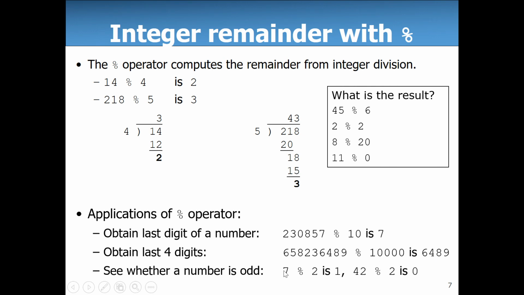And a trick we'll use a lot is that we can mod by 2 to see if a number is even or odd, right? If we mod something by 2, it's divisible by 2 if the remainder is 0.